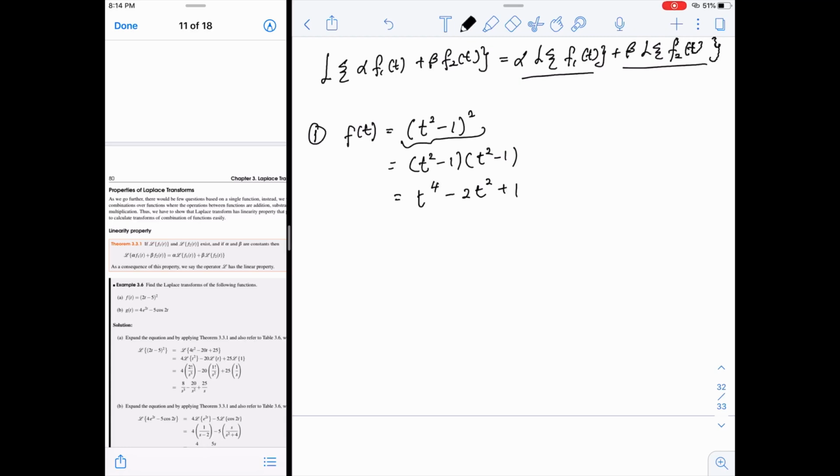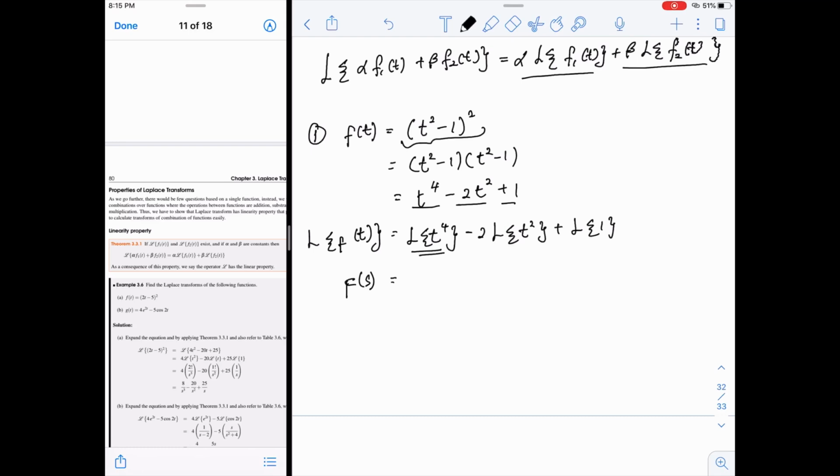So now you need to Laplace the function f(t), and you need to Laplace each term over here. The first one is t to the power of 4, and then the second one I directly put the constant outside, and then you will have to Laplace the t squared, and then the final one you need to Laplace the term 1. Okay, so when you Laplace the f(t), you will get F(s). Okay, what about this one?